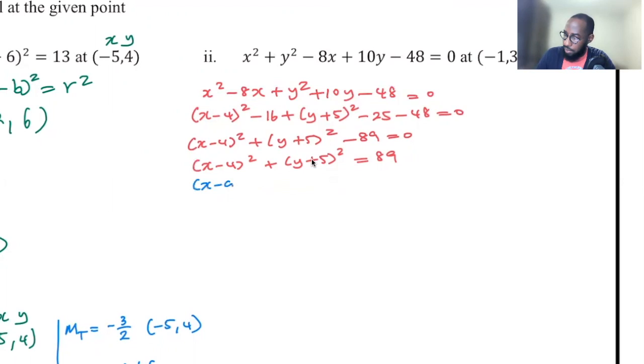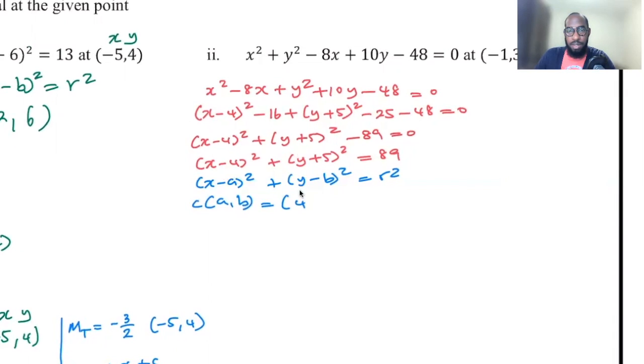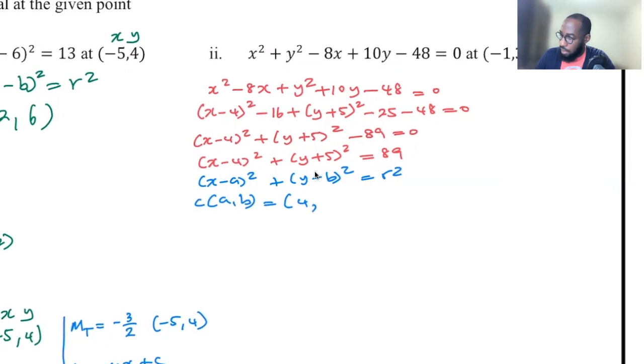Remember, (x minus a) squared plus (y minus b) squared is equal to r squared. So a is equal to 4 because we have the same sign, and b is equal to -5 because here we have different signs. So b is equal to -5, right?